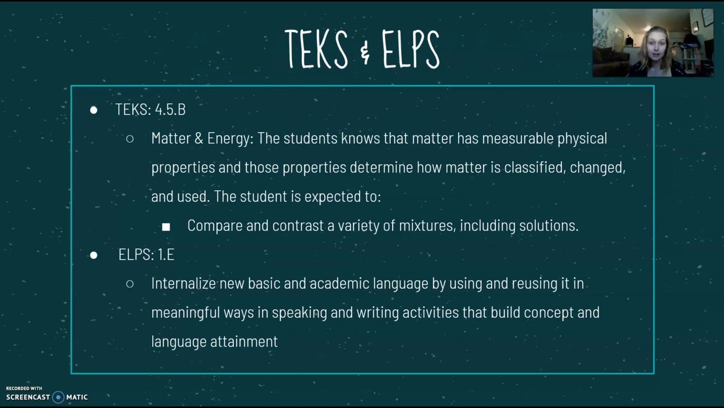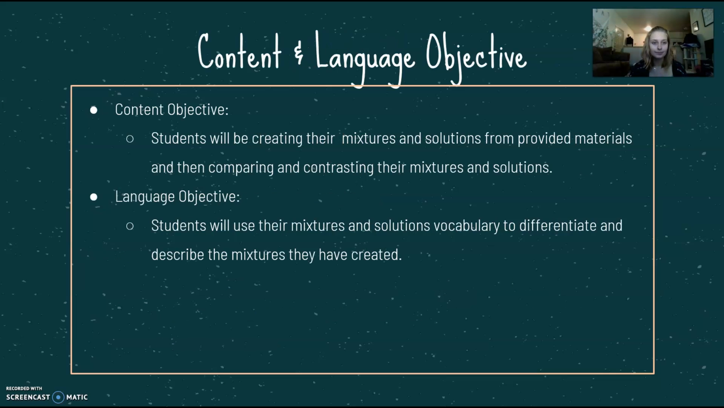So for my activity for this presentation, my TEKS was 4.5b, matter and energy. The student knows that the matter has measurable physical properties, and those properties determine how matter is classified, changed, and used. The student is expected to compare and contrast a variety of mixtures, including solutions. The ELPS that I used for this activity is 1.E. Internalize new, basic, and academic language by using and reusing it in meaningful ways in speaking and writing activities that build concept and language attainment.